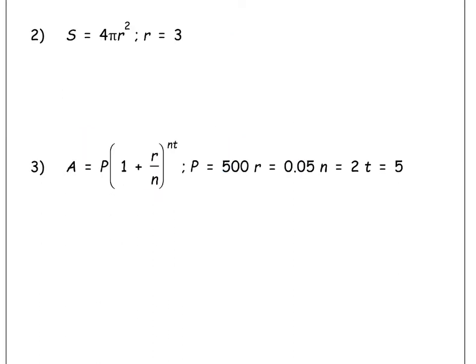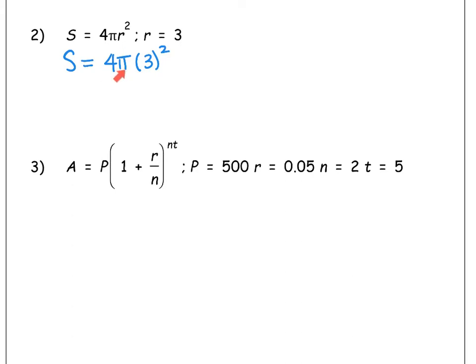So S is equal to 4 pi r squared. And I'm telling you that r is equal to 3. So we're just going to substitute in. So I don't know what S is. 4 pi times 3 squared. So I'm putting in a 3 for my r. So now when you're doing this, depending what kind of a calculator you have, you may be able to just enter this exactly as is.